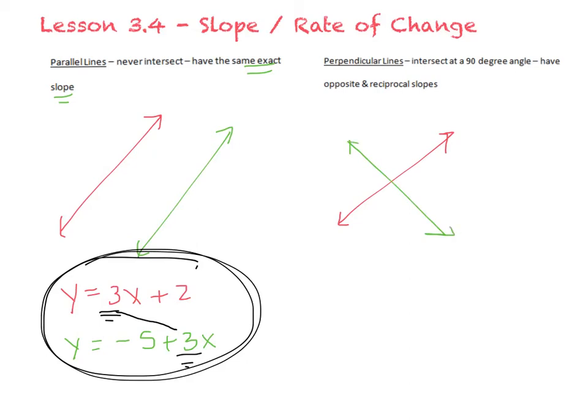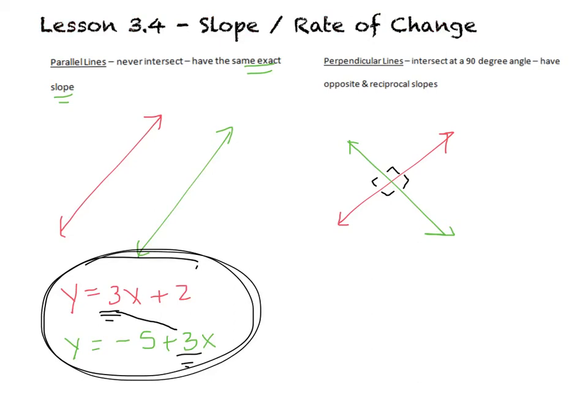So every one of these little angles here, even though it's not perfect, are 90 degrees. So perpendicular lines have opposite and reciprocal slopes. So for instance, let's talk about opposite and reciprocal. I'll give you a couple examples.